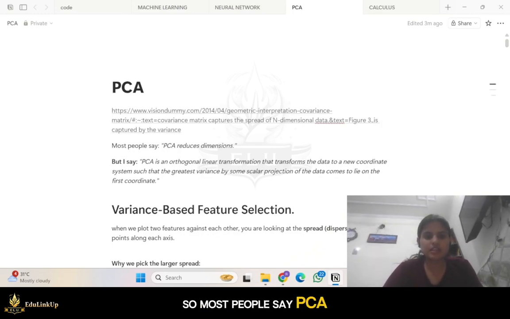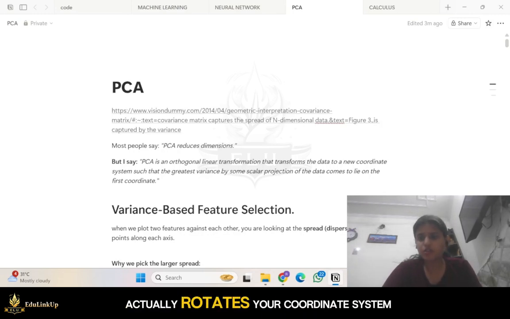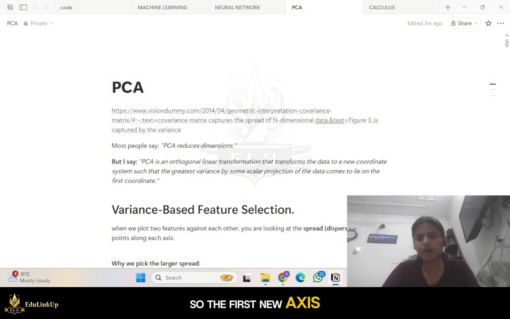Most people say PCA reduces dimension, which is true, but it is the end result of PCA, not actually what PCA is. PCA actually rotates your coordinate system, so the first new axis captures the maximum variance, the biggest spread of our data.